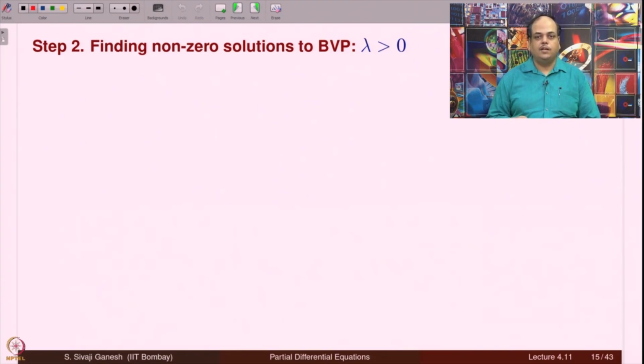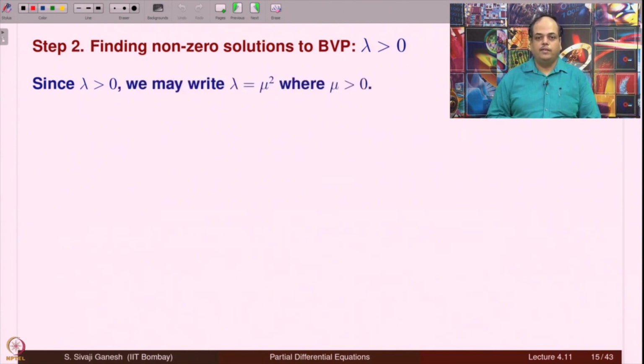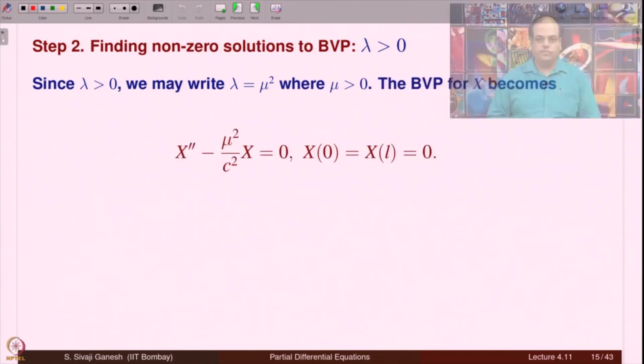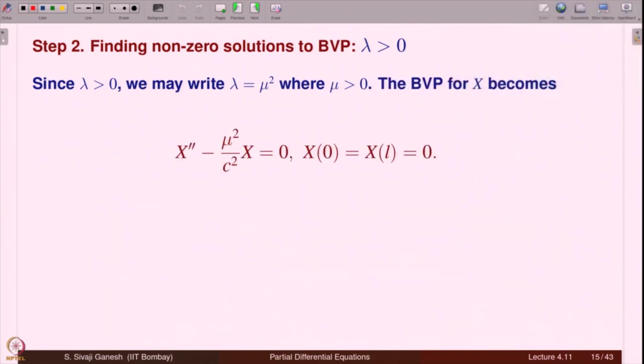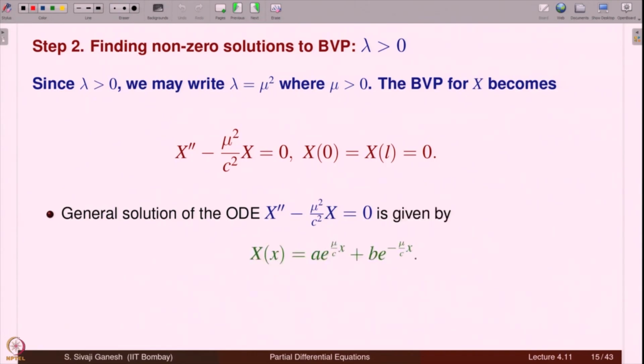Let us see whether it is possible to find eigenvalues which are positive, lambda positive. So, once lambda is positive, we can write it as lambda equal to mu square, where mu is positive, and the BVP becomes x double dash minus mu square by c square x equal to 0, and boundary conditions are x of 0 and x of L, both of them are 0. Now, the general solution of this ODE is given by A e power mu by c x plus b e power minus mu by c x.